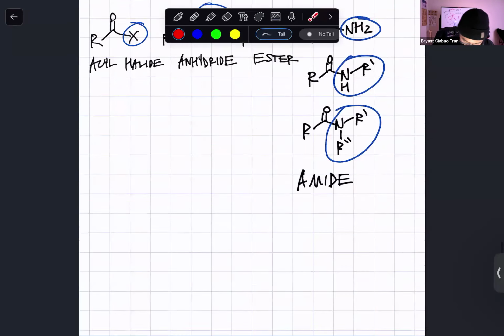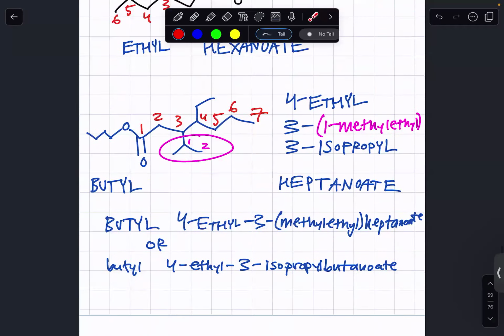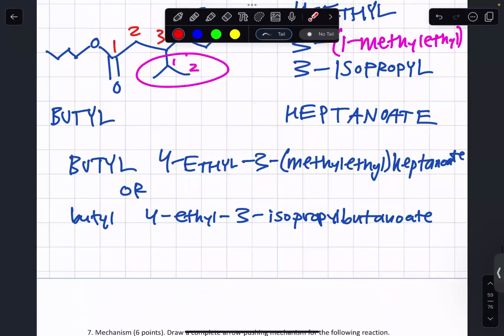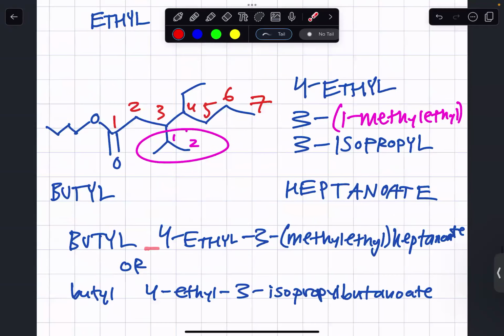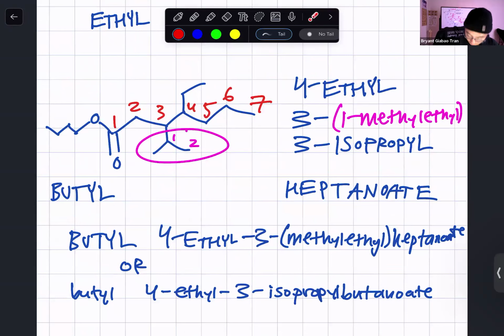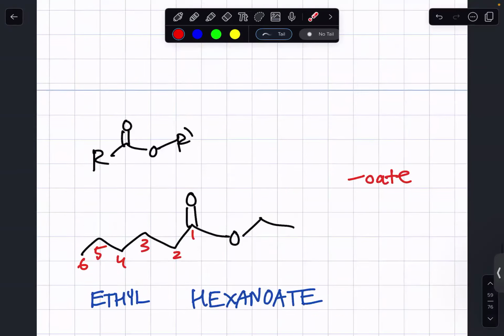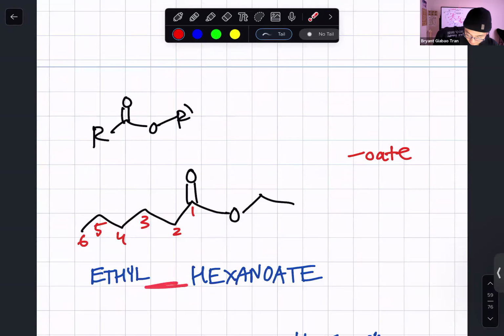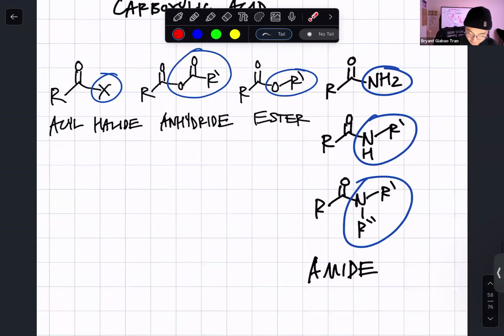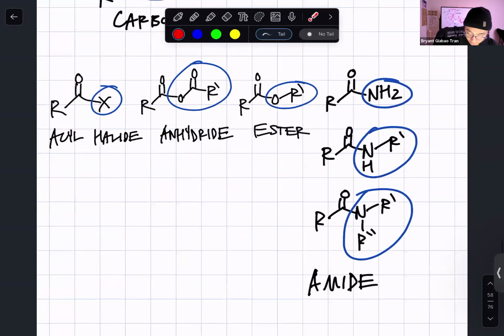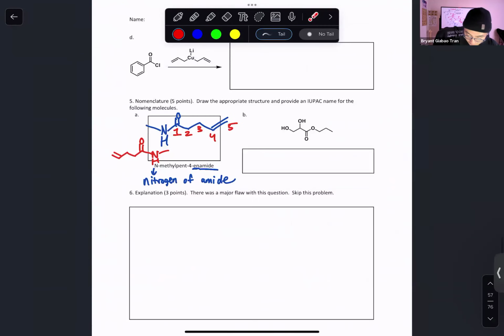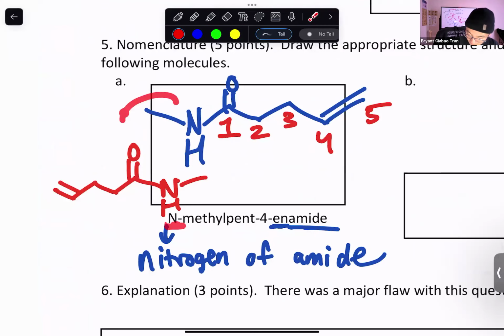Sorry, quick question. You said there's a space between butyl and the main name, so for the esters, there will always be a space between the R group and the main name? Yep. There's always going to be a space between the OR group and the main name. Okay, and that's just for esters. Yep, that's just for esters, right? And for nitrogens, they will have the big N as part of the name if there's an R group attached to that nitrogen of the amide.